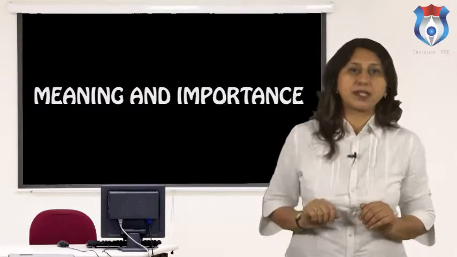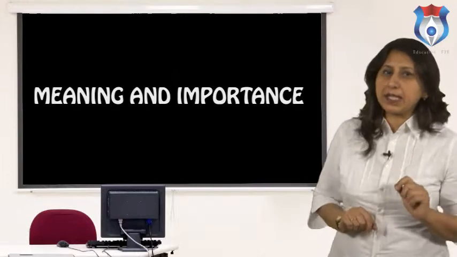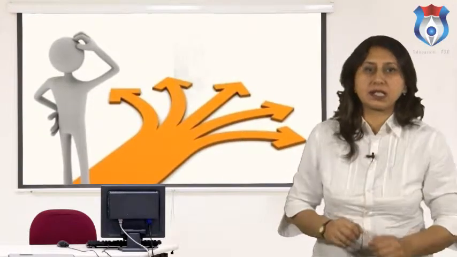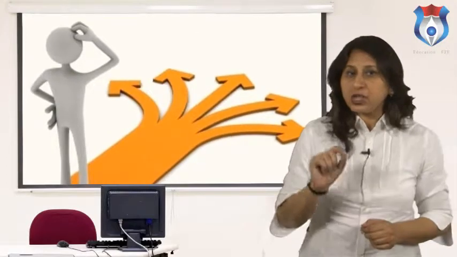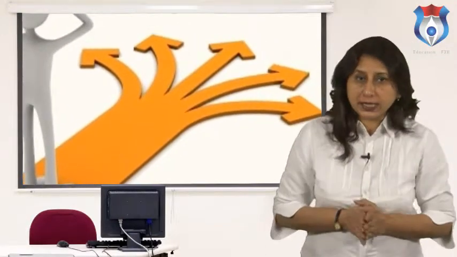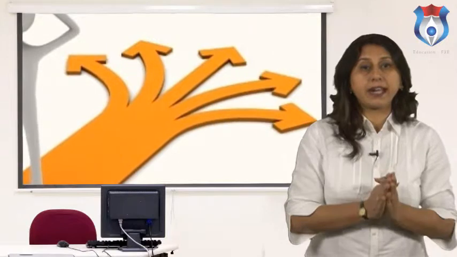Meaning and importance. Decision making means to select a course of action from two or more alternatives. It is done to achieve a specific objective or to solve a specific problem. Decision making involves the selection of a course of action from among two or more possible alternatives in order to arrive at a solution for a given problem.